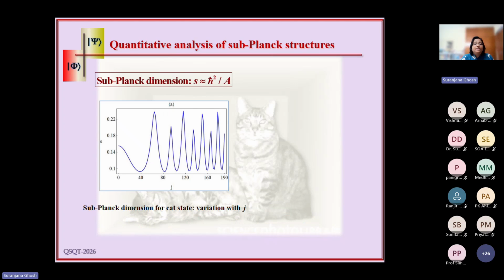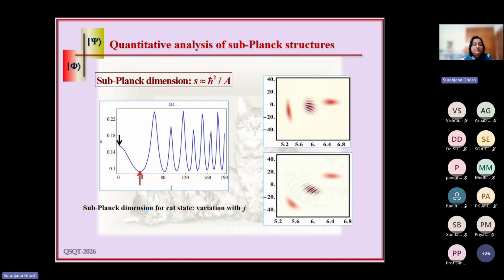So here we calculated the sub-Planck scale dimension for cat states with different values of J. We see it shows an oscillatory behavior, and all the values come below the Planck scale. Among them, when J equals 0, the initial one, this is the corresponding cat state, and around J equal to 38, we found the minimum sub-Planck dimension. This is for the cat state.